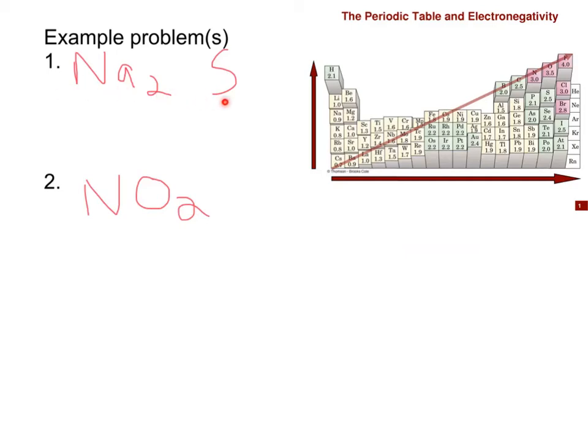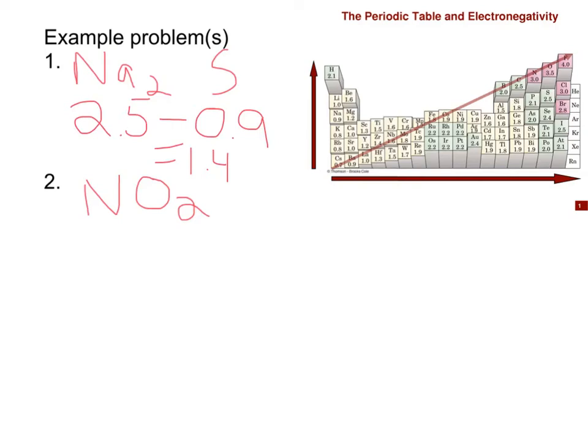All right, so the first one is sodium sulfide. Let's look at sodium. You can see it right here. It's 0.9. And then sulfur is over here, with 2.5. So as we said, you subtract the smaller from the larger: 2.5 minus sodium's 0.9 is 1.4. And that difference indicates that, well, technically I guess it would be a polar covalent. But we have to apply that rule. We know that this is a metal and this is a non-metal, so we pretty much know it's an ionic.